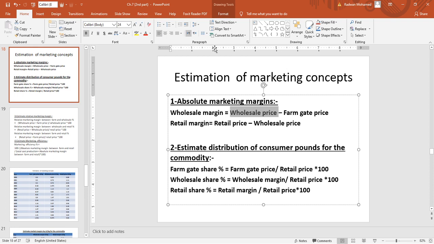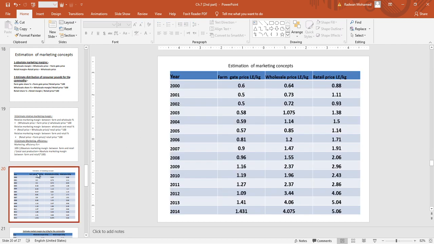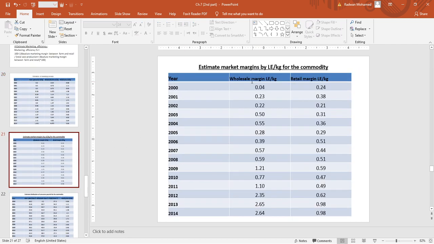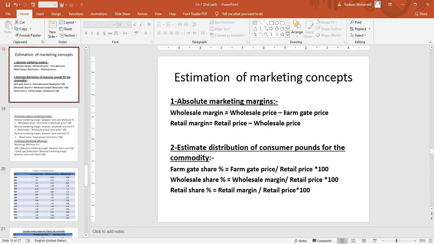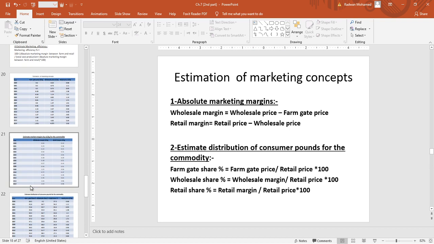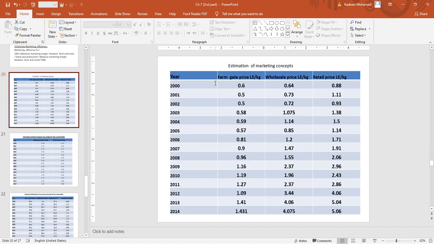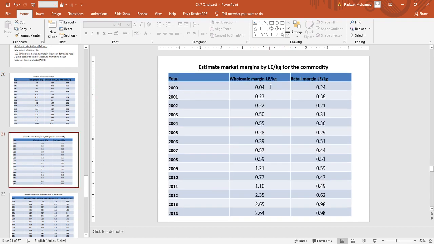Okay, here I want to calculate the wholesale margin. It is equal to wholesale price minus farm gate price. So, wholesale price minus farm gate, this one minus this one, it will give me 0.04.